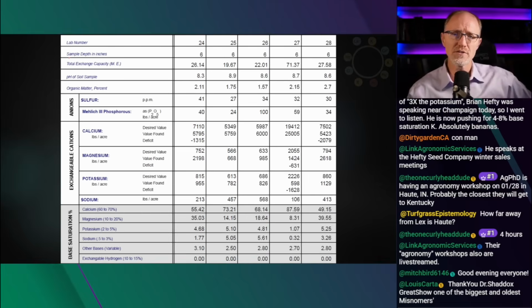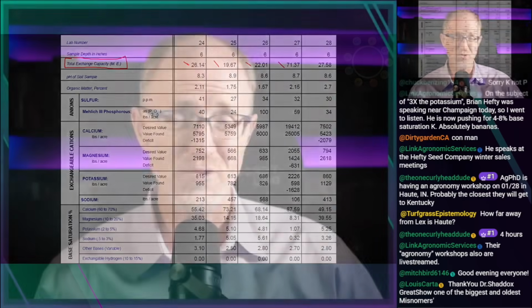Up here, you'll see total exchange capacity in milliequivalents, and you'll see this is the CEC. And you'll see 26. And right then I see 26, I'm like, uh-oh, what? 26. 19. I'm like, okay. 22. 71. I'm going, okay, something's wrong. Something's not right here.